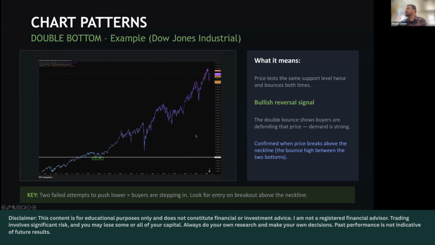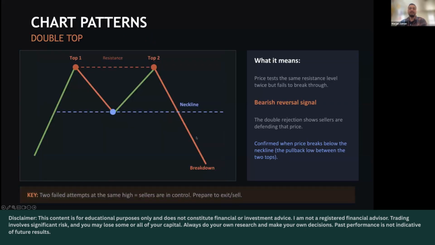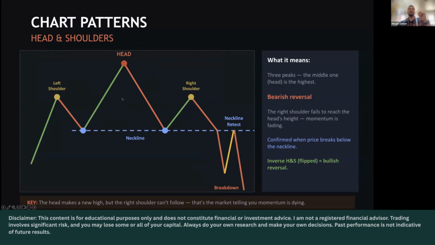And now I do want to move forward because I think this is just part two, but we really need to get to the candlesticks. So again, the double top is just like the double bottom, except in the opposite. And then this is a head and shoulders.